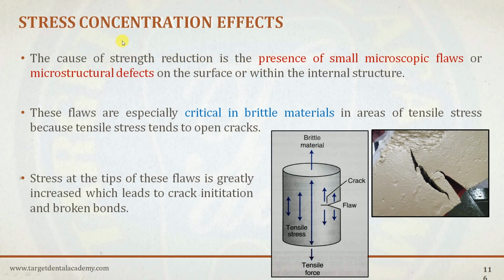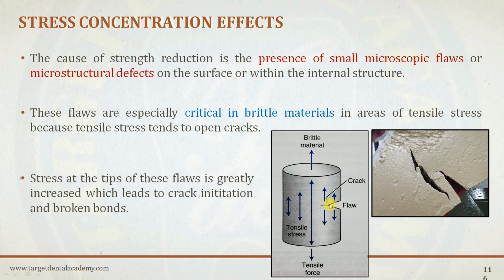Coming on to the stress concentration effects, the cause of the strength reduction is the presence of small microscopic flaws or microstructural defects on the surface or within the internal structure. These flaws are especially critical in brittle materials in areas of tensile stress because the tensile stress tends to open cracks. So stress at the tip of these flaws is greatly increased, which leads to crack initiation and broken bonds. This is the brittle material.